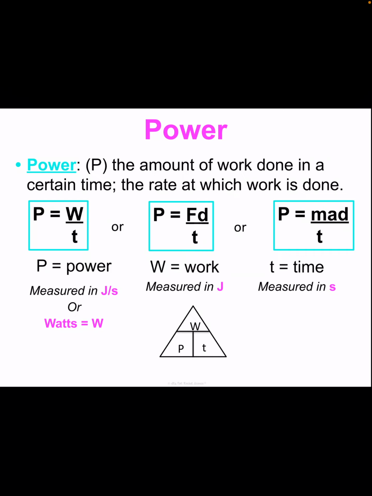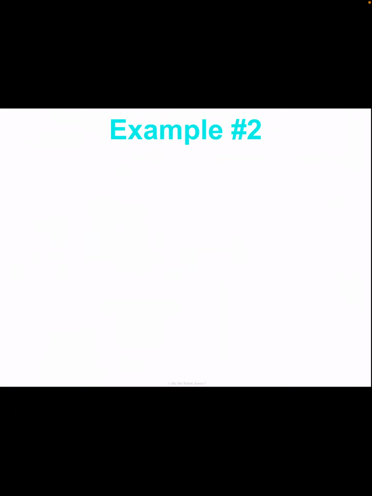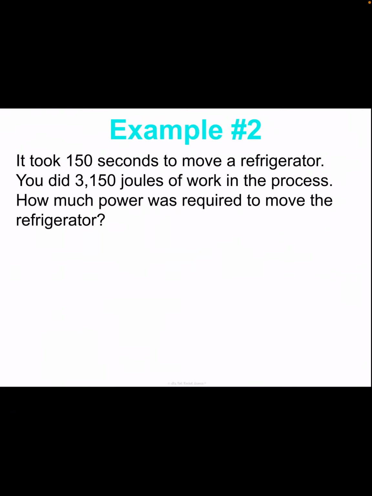All right. So the last thing that we'll do is this practice example problem here. Example problem number 2. So it says it took 150 seconds to move a refrigerator. You did 3,150 joules of work in the process. How much power was required to move the refrigerator? So this is similar to that one problem that we did. We did come up with 3,150 joules of work. So now we're taking that amount of work and we're going to end up dividing using the time to find the power. So what was the power in terms of watts or joules per second that was required?